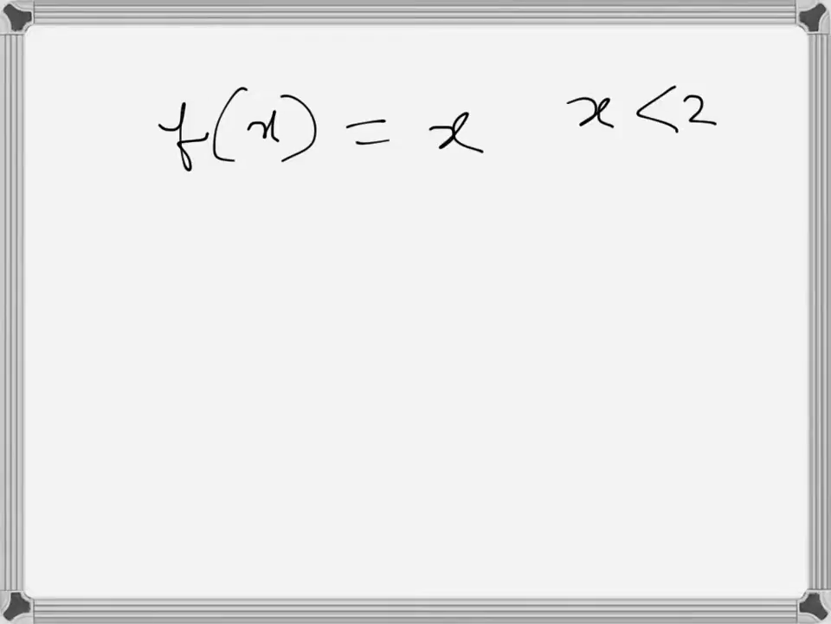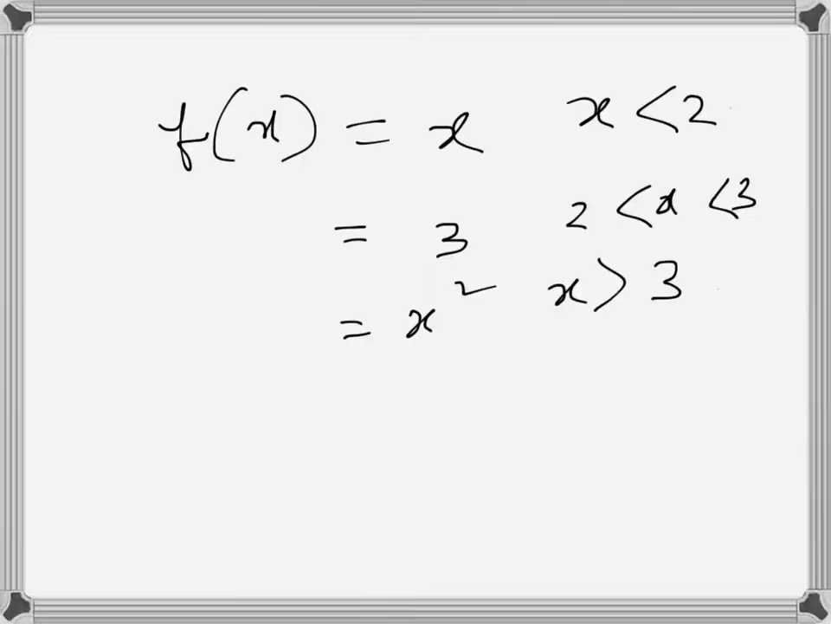So let me start with, let's say f(x) is x when x is less than 2, f(x) is 3 when x is greater than 2 and less than 3, and this is x square when x is greater than 3. So this is of course a discontinuous function, as we can see, because at 2 there is a discontinuity, at 3 there is a discontinuity. So that's how it is.